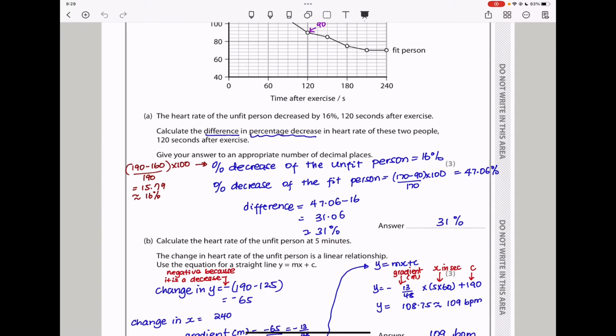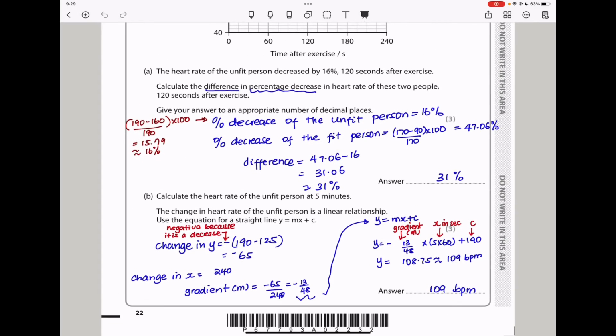I did a side part here to show you how the 16% could have been calculated, and this is how you'd have got the 16%, although it was given to us in the question. So let's continue down here.